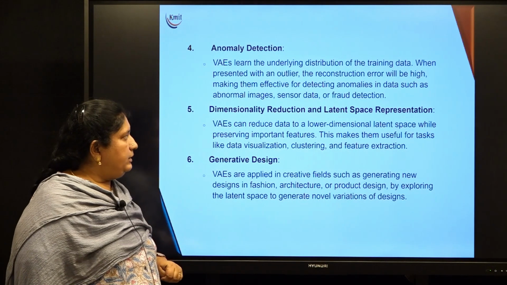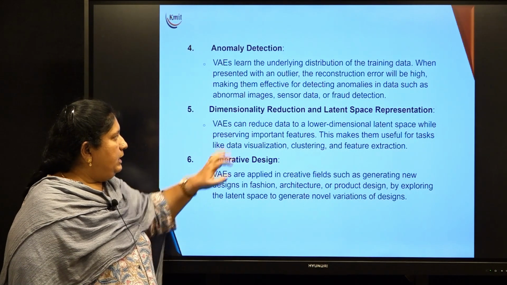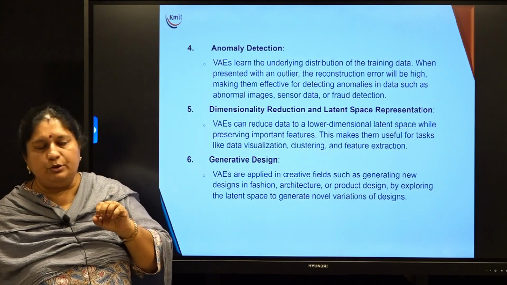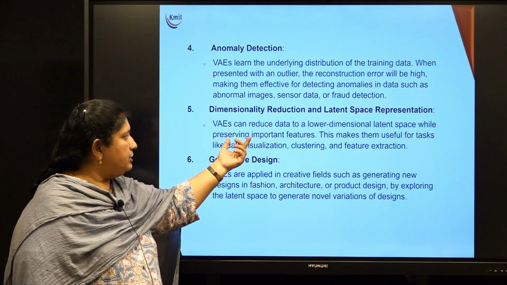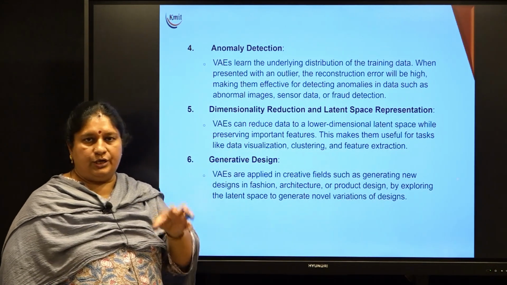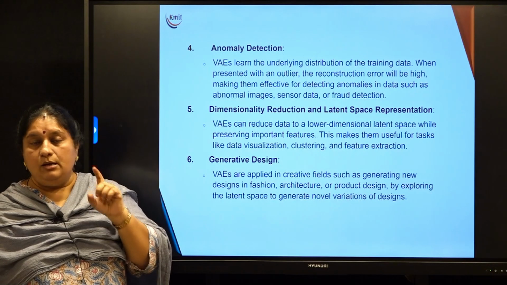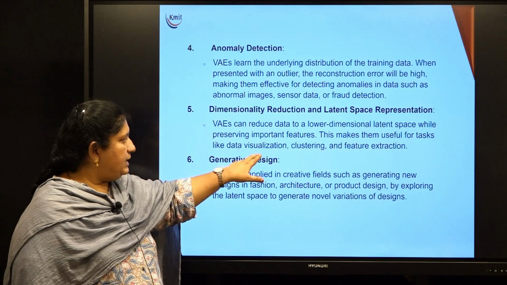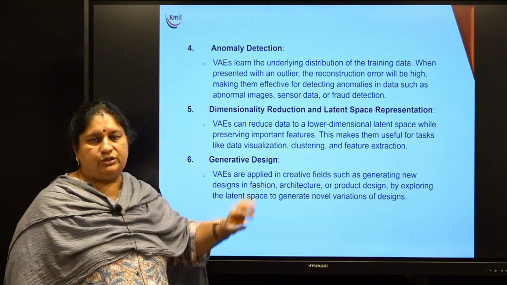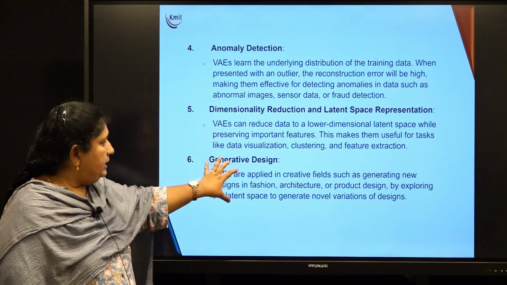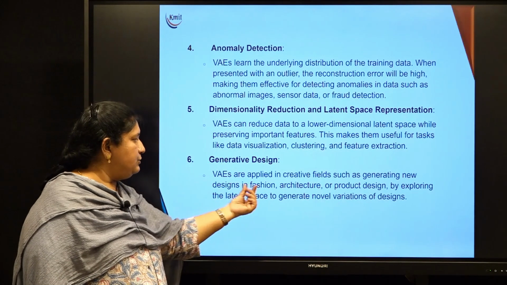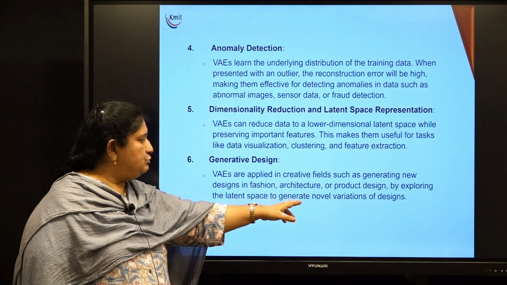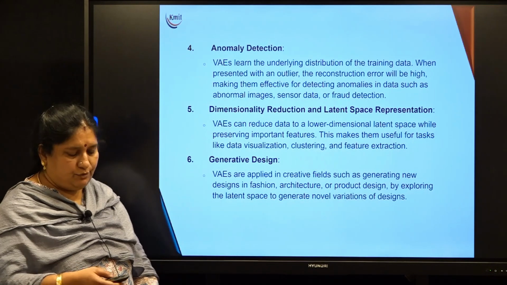Then dimensionality reduction and latent space representation. It can try to reduce the data to a lower latent distribution space. At the same time, whenever you are trying to reduce it to a lower dimensional space, you are not losing the important information. So, in such cases of visualization, clustering, and feature extraction, VAEs will be used. Generative design, it can be used in the fields of fashion, architecture, product design, wherein they are trying to go for novel variations of the designs.